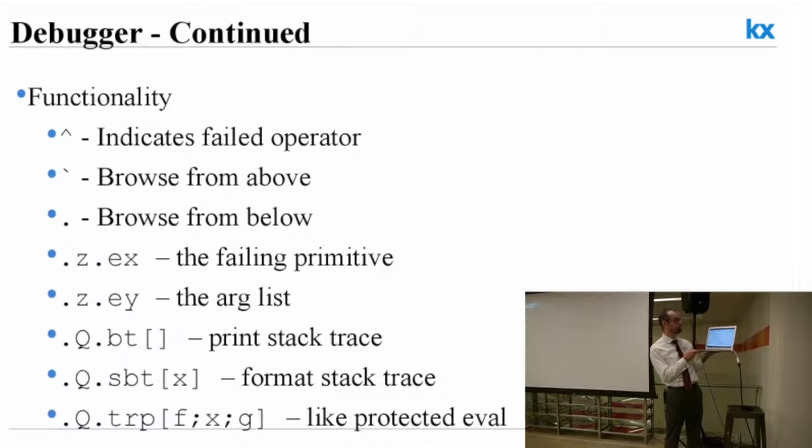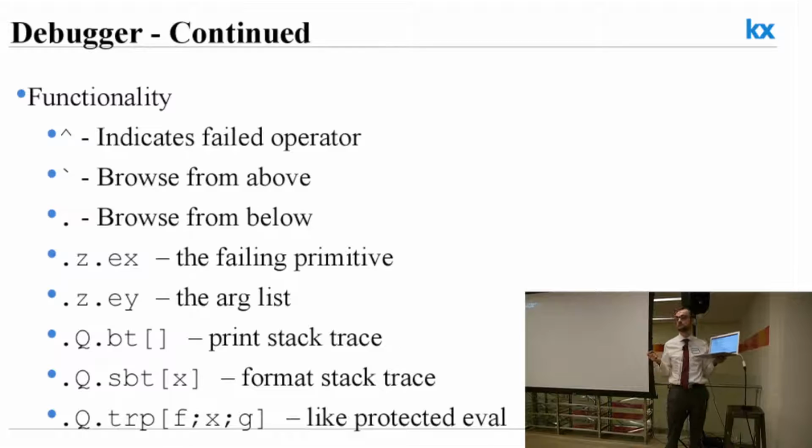And then there's three functions for formatting and printing the stack trace. So you've got .Q.bt, which actually prints out the stack trace. And then you've got .Q.sbt. It was actually previously called .Q.pbt in some of the earlier versions of 3.5, the beta versions. So that's for formatting the stack trace, so it gives it a more user-friendly format. And then there's another new function as well called .Q.trp. So this is uppercase Q, by the way, those three functions.